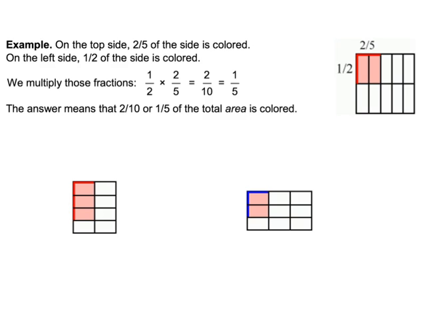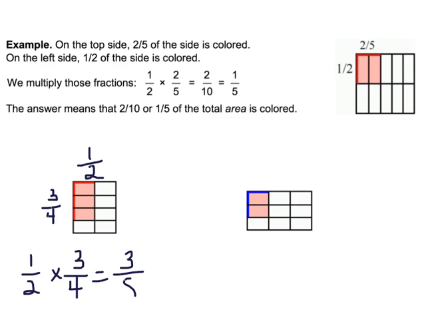So let's look at this one down here. I see 2 pieces going across, and I have 1 of those colored in. So I'm looking at 1/2. And then going down, I have 1, 2, 3, 4, and I've shaded in 3 of them. So I have 3 out of the 4, or 3/4. And now to find the area, I'm going to multiply the length times the width. 1/2 times 3/4. 1 times 3 is 3, and 2 times 4 is 8.